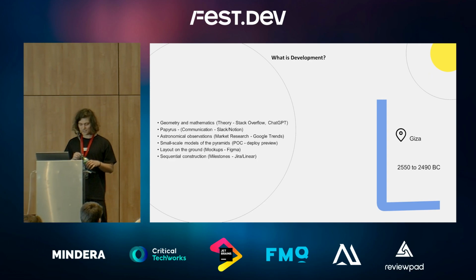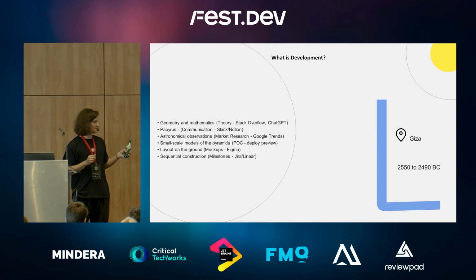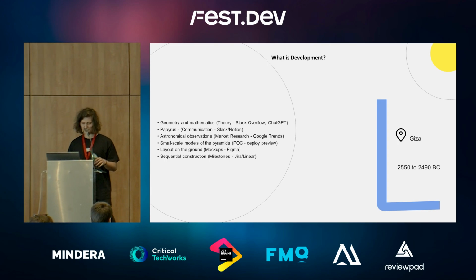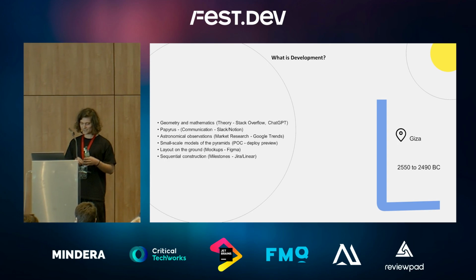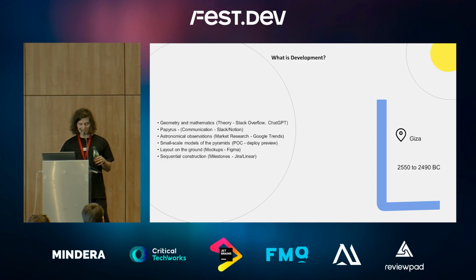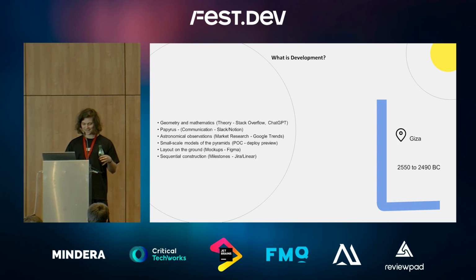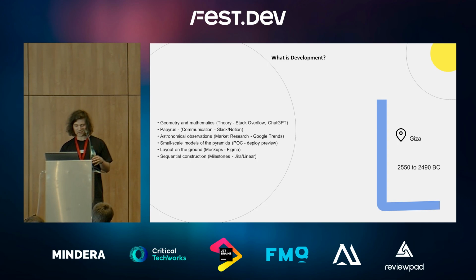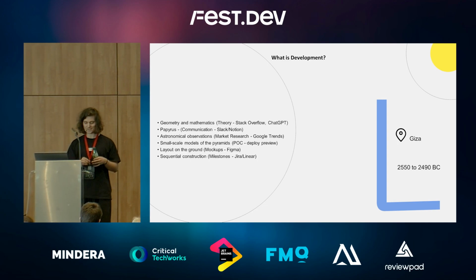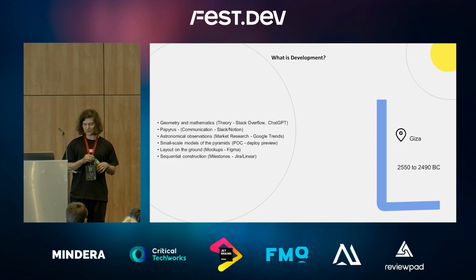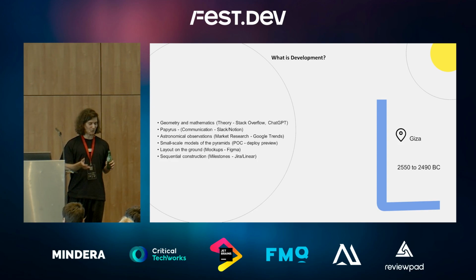Also, they used astronomical observation, which could be compared to market research, Google Trends, something like this. Small-scale models of pyramids: before building the pyramids, they tried to create small pyramids, and it's kind of like a deploy preview, when you have it for a pull request, so you can show it to your designer or to a boss that you created something.